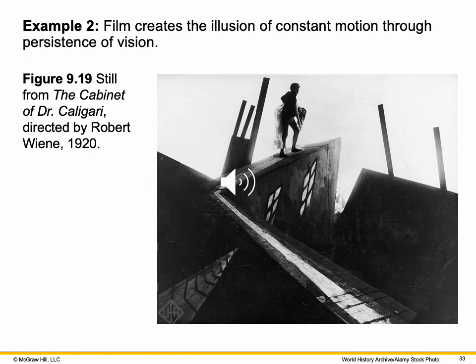Motion picture film is not real motion, but a series of still images projected at a speed of 24 frames per second, which makes the action seem continuous.